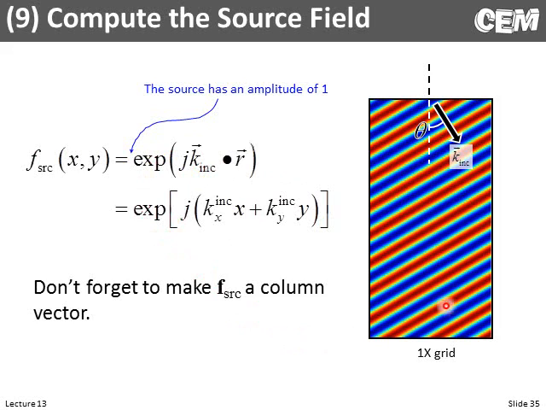Then once we have this on a 2D array, we reshape this to a column vector so that f sub source is a column vector. Now we know the source field at every point in our grid.